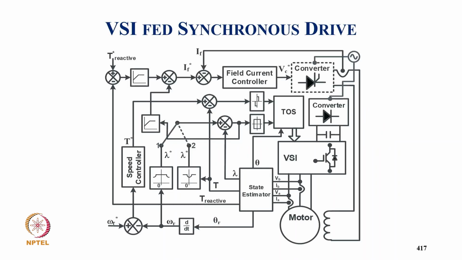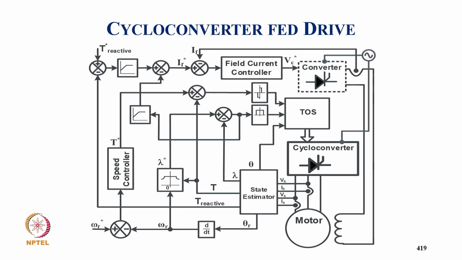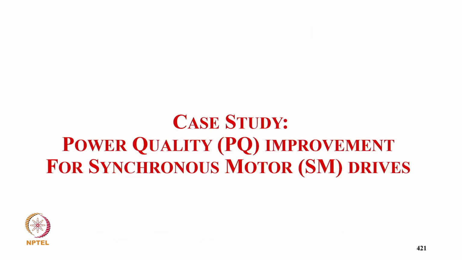This is typically for voltage source inverter fed drive. Here the speed and position we estimate from sensed voltage and current. This is for typically current source inverter fed drive sensorless control. Then this is your cycloconverter DTC for sensorless control, and this is your matrix converter sensorless control.